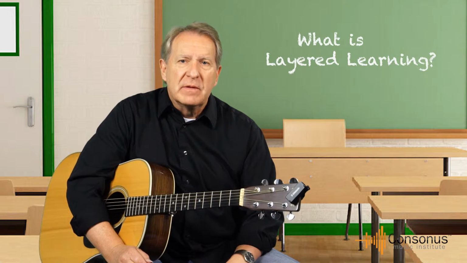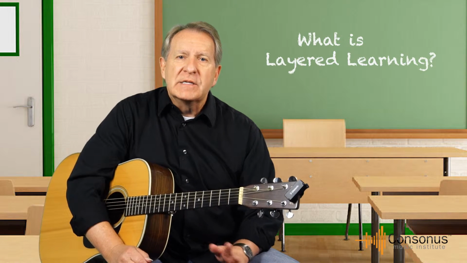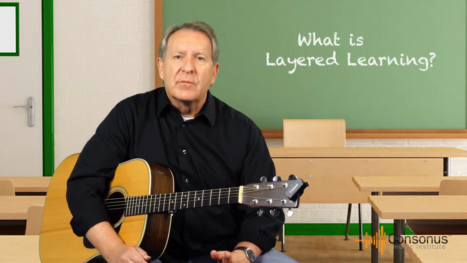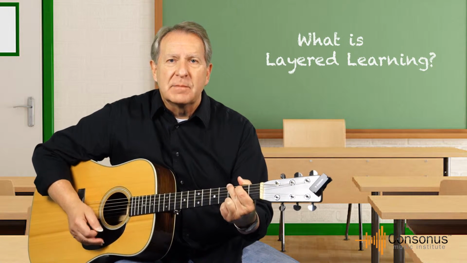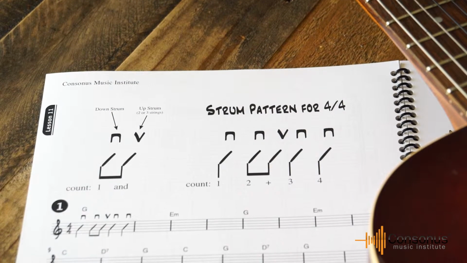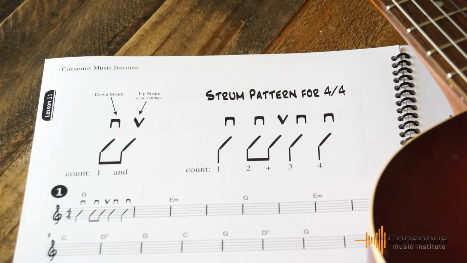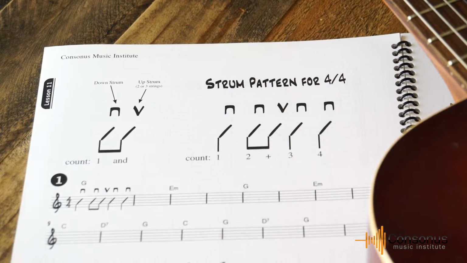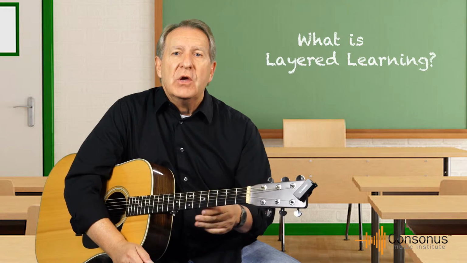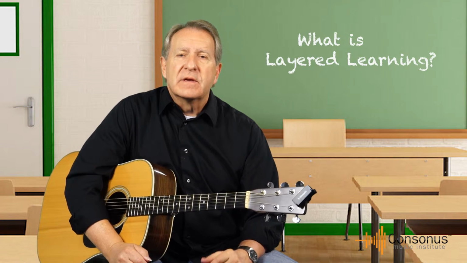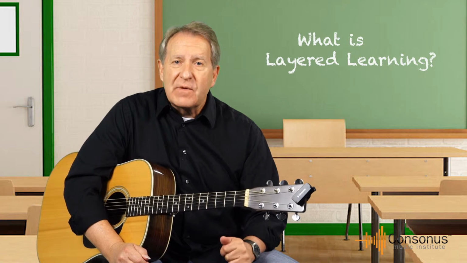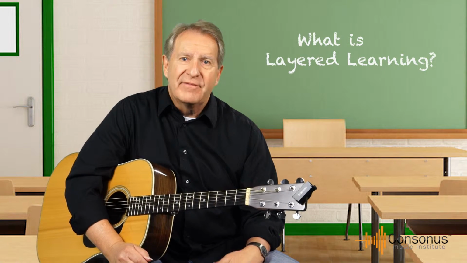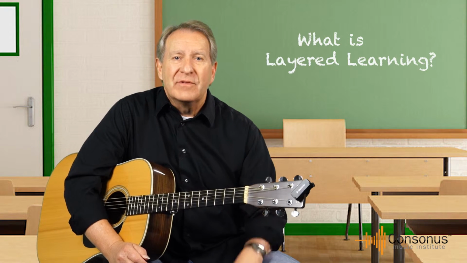Here's another example of using layered learning. The beginning students in your class are learning how to play an up strum and the first strum pattern for 4/4 that contains an up strum. This is found in Lesson 11, the down, down, up, down, down. You have students in the class that have already had some experience doing the up strum, and this strum pattern is easy for them to do. In fact, they can do it well the first time they even try it.